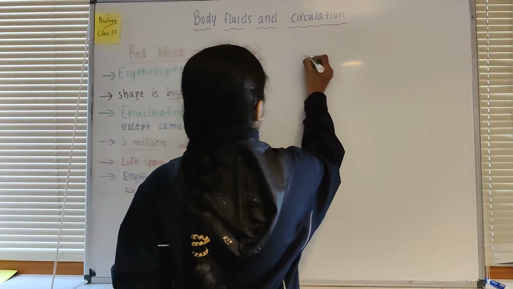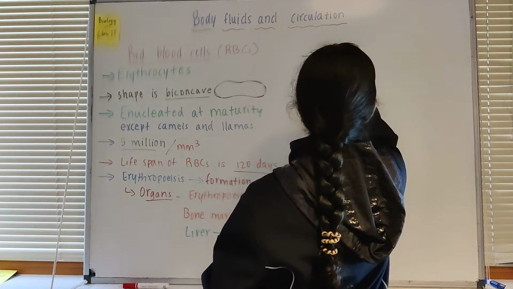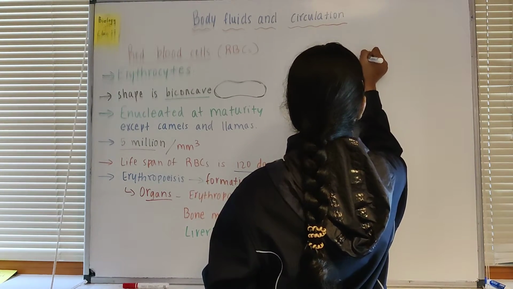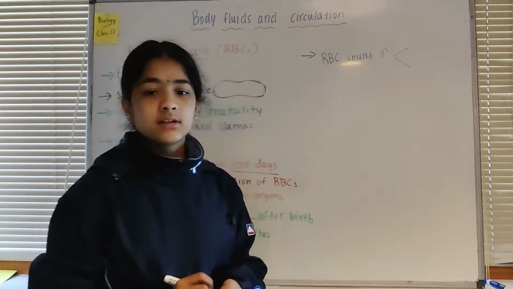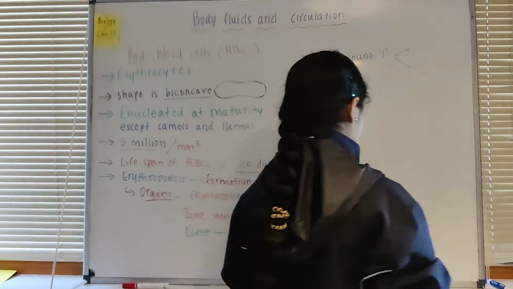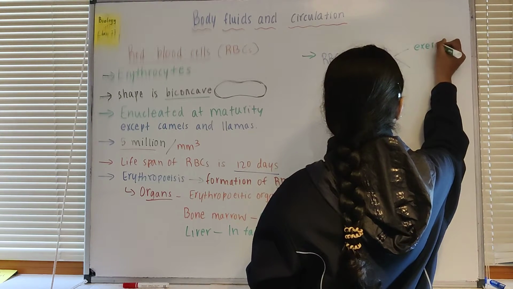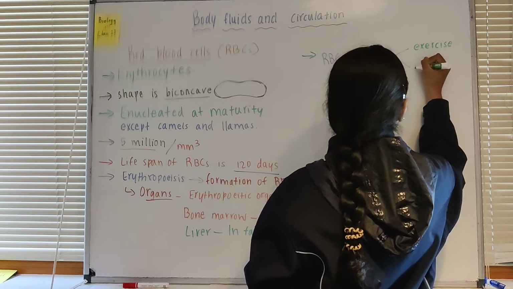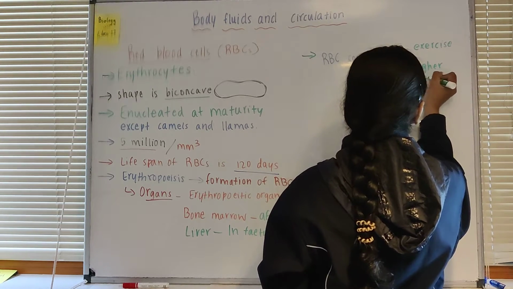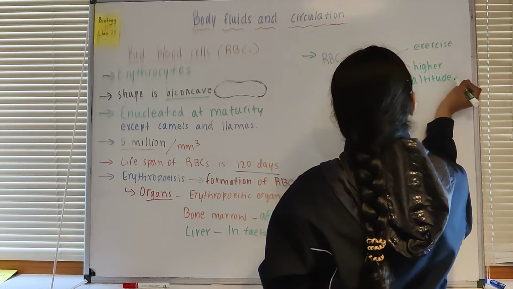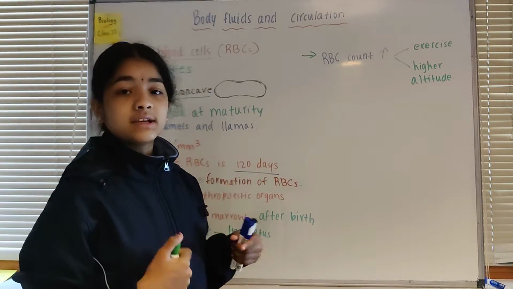Now, RBC count increases during two conditions. The first condition is during exercise and higher altitude. So, during exercise, they need a lot of oxygen. So, that's why the RBC count increases.